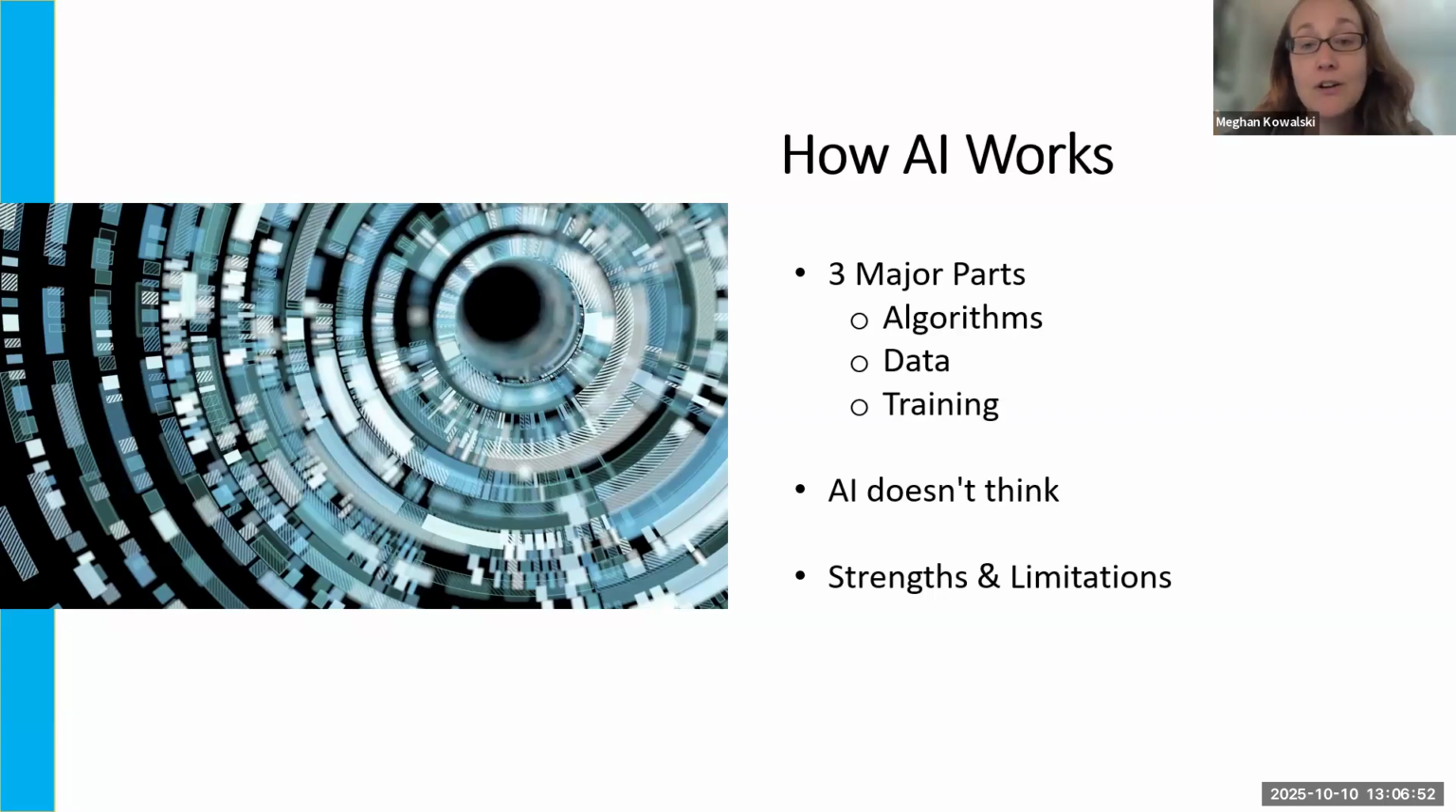And the third major part of AI is training or practice. AI models are trained kind of like athletes. They just repeatedly analyze examples until they get good enough at recognizing patterns. For example, an AI image recognition might look at thousands of photos labeled dogs and cats until it really learns how to spot the difference between a dog and a cat when it goes to generate those images.